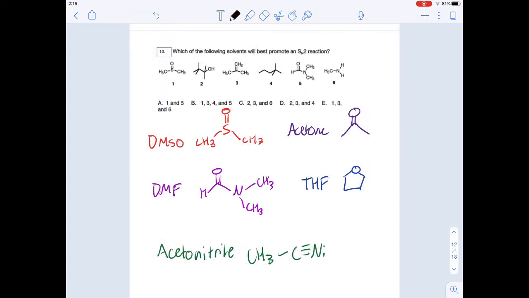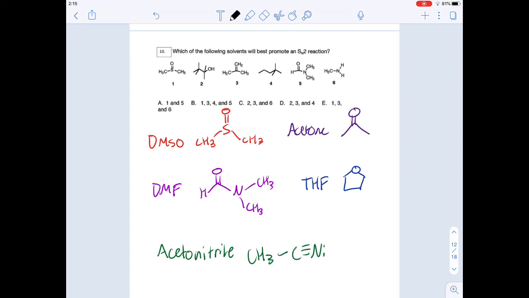Number 10 asks you, which of the following solvents best promote an SN2 reaction? And SN2 reactions favor polar aprotic solvents. So I already wrote out a list of a couple polar aprotic solvents that come to mind that you should definitely know the structures of. If he mentions any other ones, then you should also know those too. Most importantly would be DMSO, acetone, and DMF. Those are definitely going to be the main polar aprotic solvents.